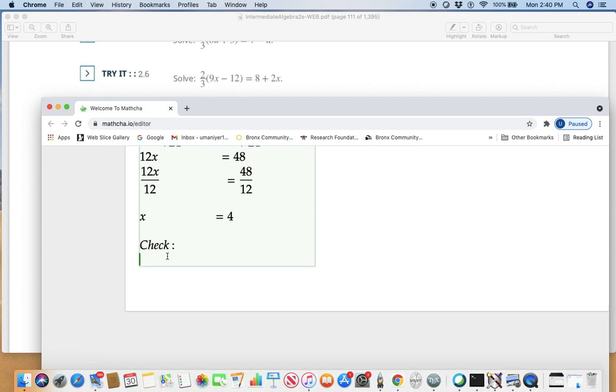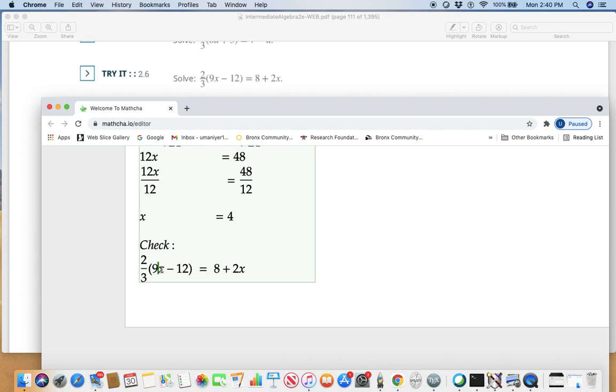Okay. So how do we check? Wherever you see the variable, first place parentheses and then fill in your parentheses with what you're checking. Now because we are checking, at this point it's a question mark.